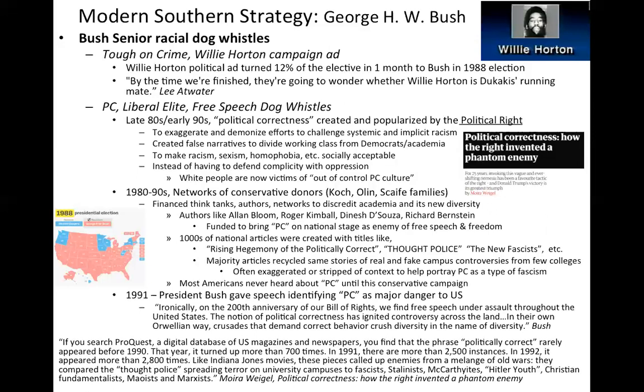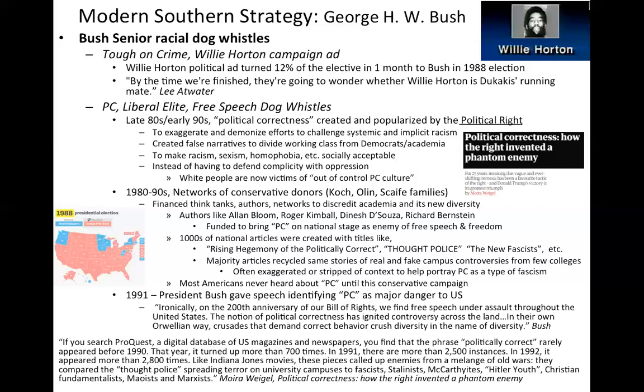feeling in Democrats, to demonize and exaggerate anyone that's trying to stand up and challenge systemic racism, and also patriarchy and homophobia and things like that, to basically make racism, sexism, and homophobia socially acceptable. And how they did this is, if you say something that perpetuates racism or sexism, and someone calls you out, you don't have to defend that anymore.